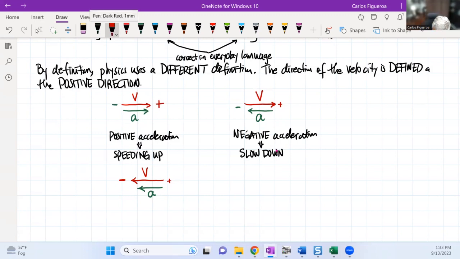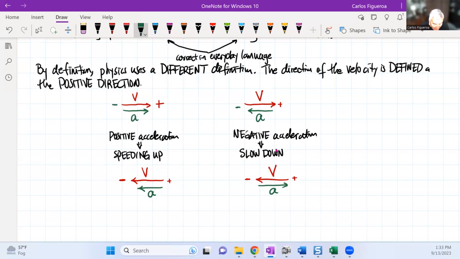And what I mean by that, even if I move in this direction, where I'm moving in the negative direction, if I have an acceleration that goes in the opposite direction, this is still called negative acceleration, even though the acceleration is pointed in the positive direction. We don't look at what is positive and what is negative, we look at what the acceleration is relative to the velocity.